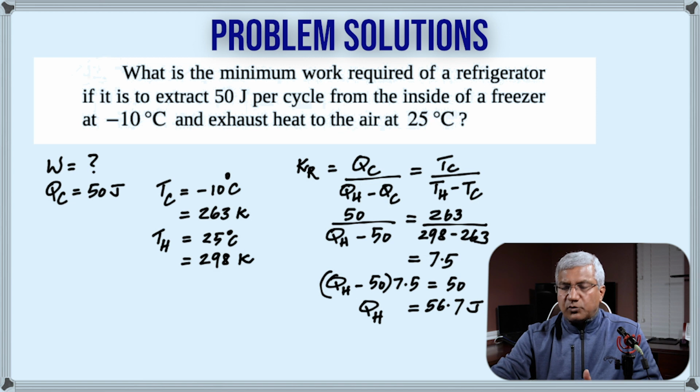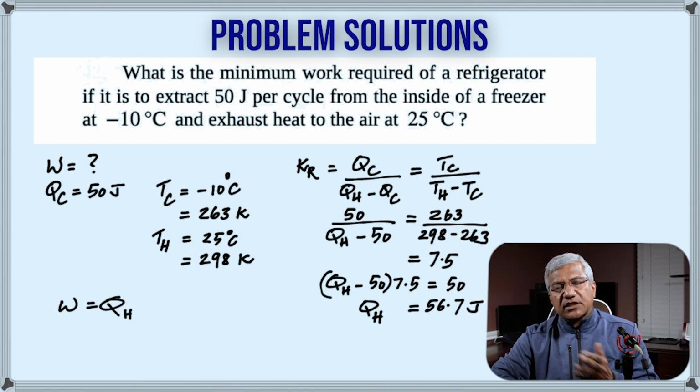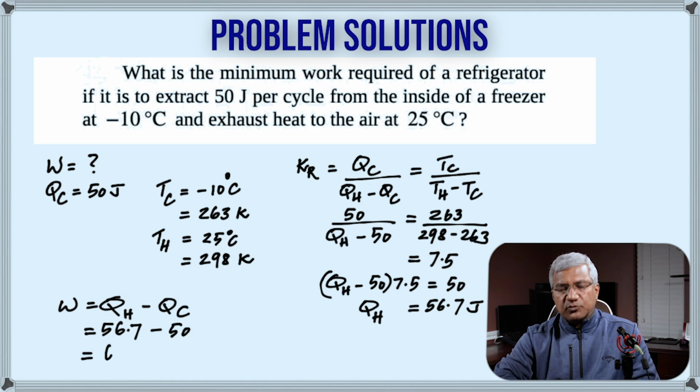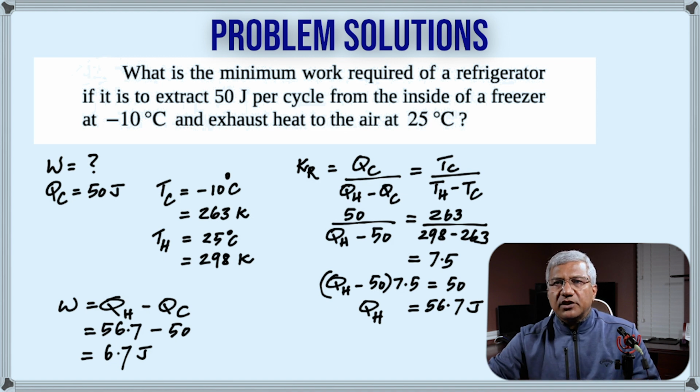But we are asked to find the work. And what is work? Work is QH minus QC. We got QH and QC, take the difference. So that's 56.7 minus 50, which gives 6.7 joules. So that is the work done per cycle, okay?